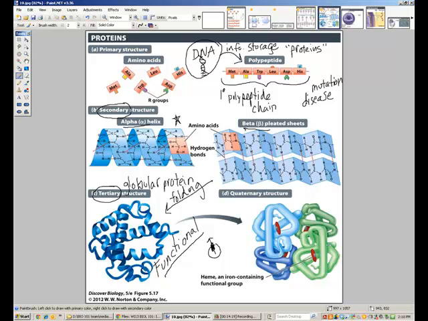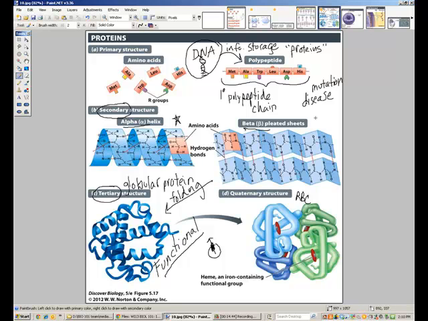Some proteins reach the quaternary structure, something like hemoglobin in red blood cells, where you have 4 of these tertiary structures. So 4 globular proteins that are all connected together around a heme group. So in some cases you reach the quaternary level, but not in all. A lot of proteins stop here.